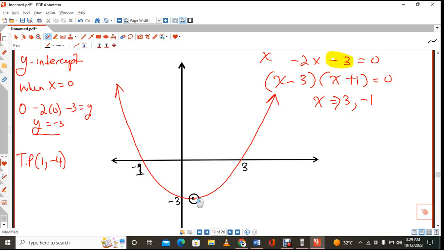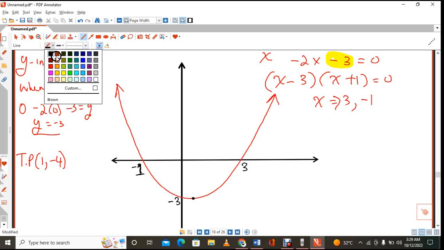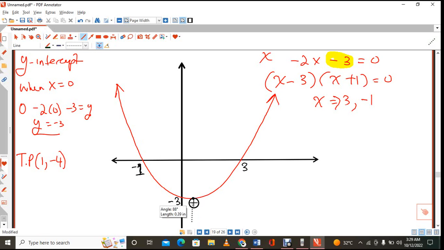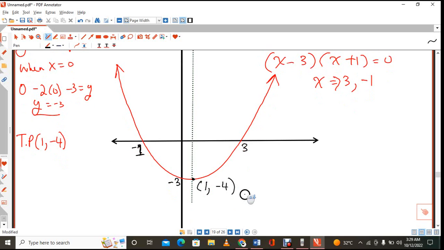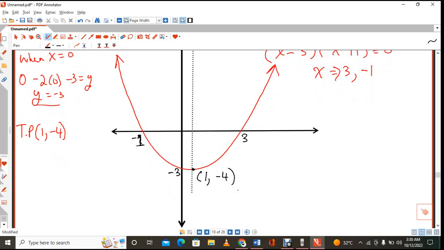So the turning point, because I always say to people, go ahead and put the turning point, don't be afraid. The turning point is obviously going to be here. Remember these are just sketches. At the end of the day, the turning point is the point 1, -4. So it's a little bit below that -3. But that is the sketch. That's 5 marks. You get a mark for your curve, for the x-intercepts, for the y-intercept, and for your turning point.